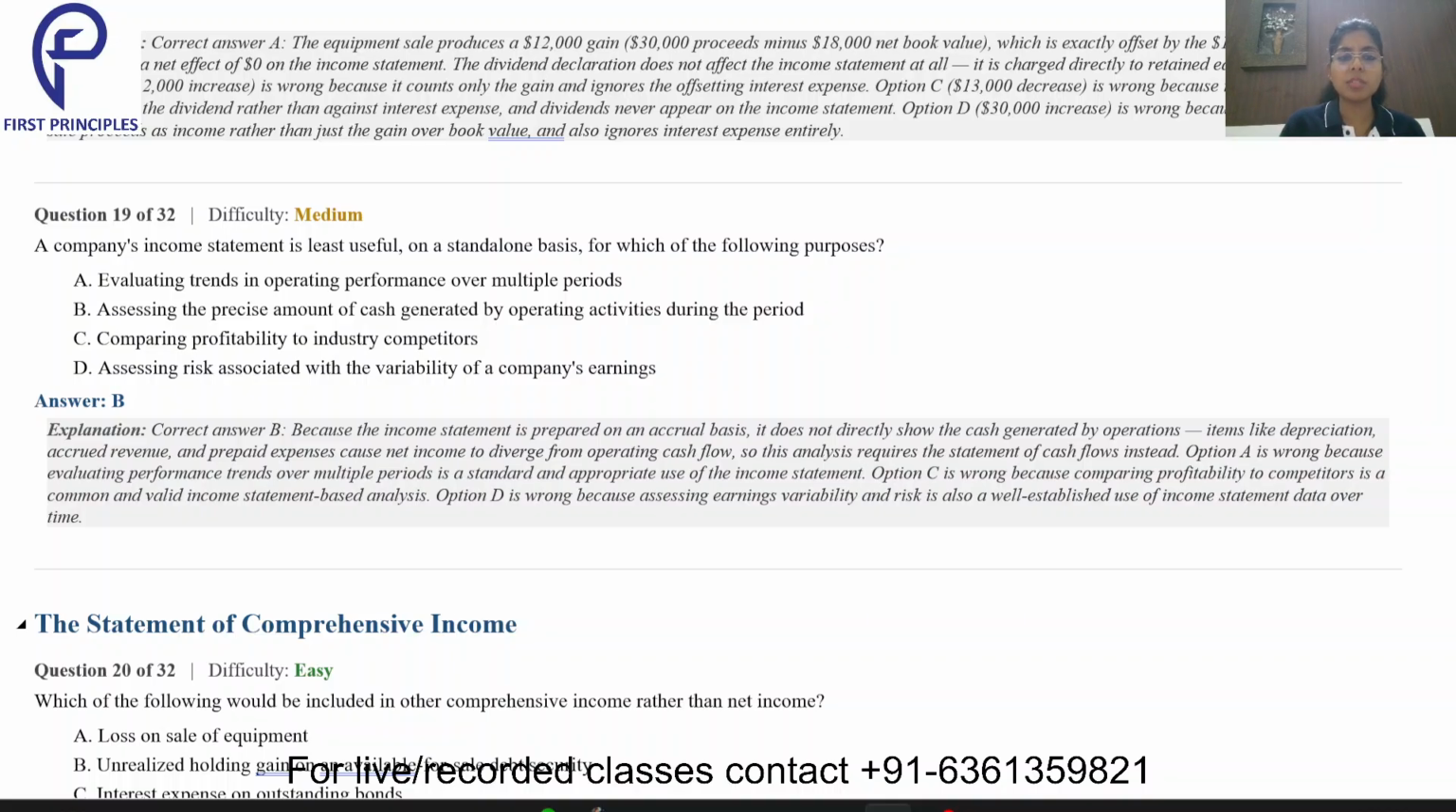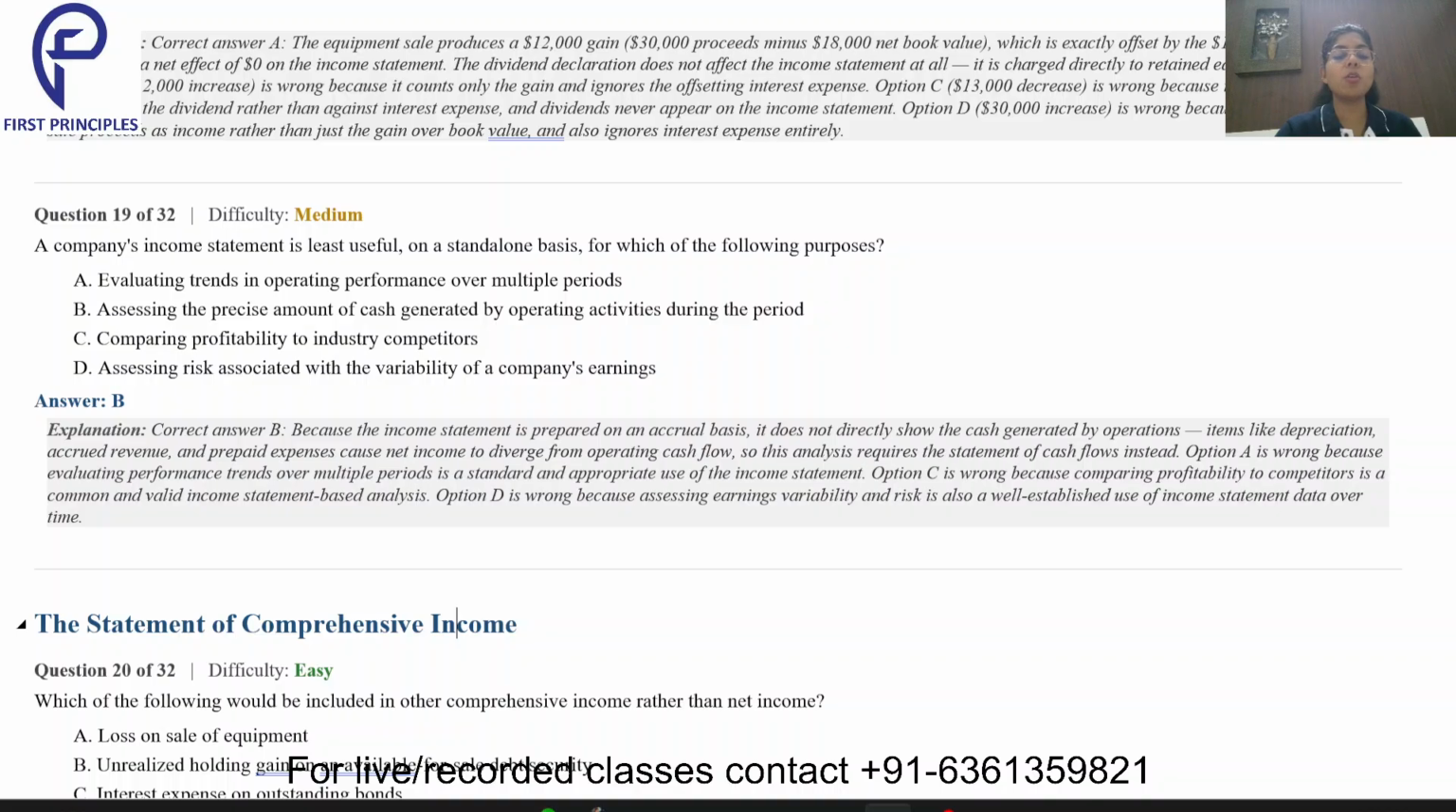Can we use the income statement in order to evaluate multiple periods, like the operating performance? Yes, we can use just the income statement for the previous years and for the current year in order to evaluate the operating performance. So option A is incorrect. Then option B, assessing the precise amount of cash generated by operating activities during the period. So is this option correct?